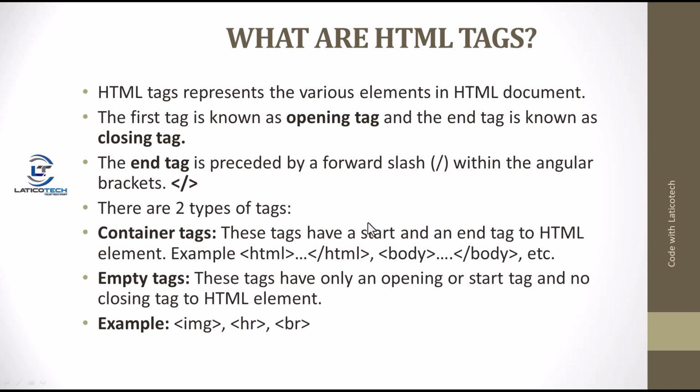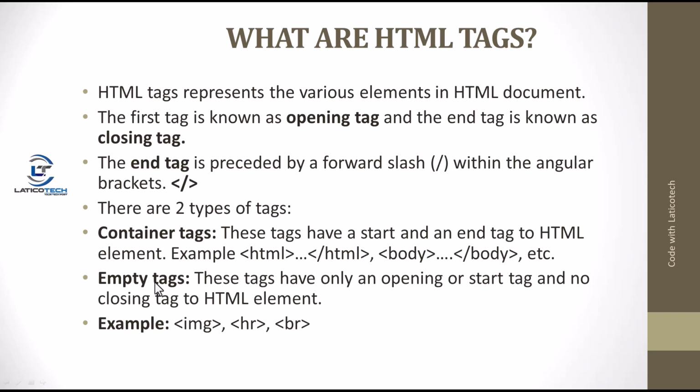Now there are two types of tags. We have the container tags and we have the empty tags. The container tags have a start tag and a close tag. This is how a start tag looks like, and then a close tag too. So it's the same thing that you write between these angle brackets, but the difference is that with the start tag you type the element, and with the end one you just put a slash there. So this is how to differentiate it.